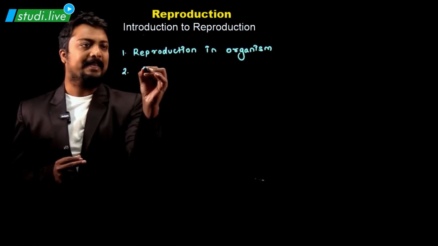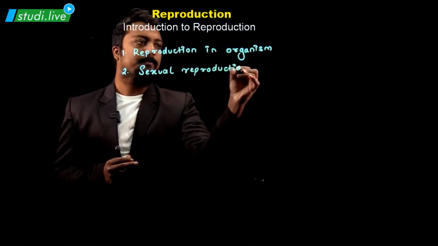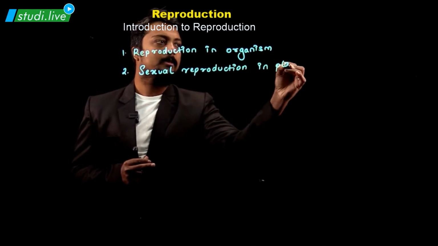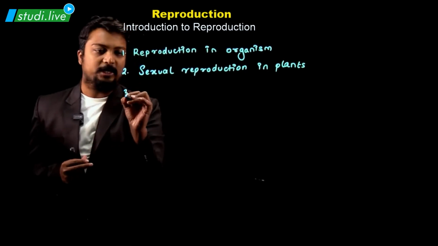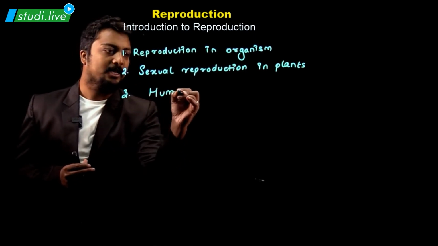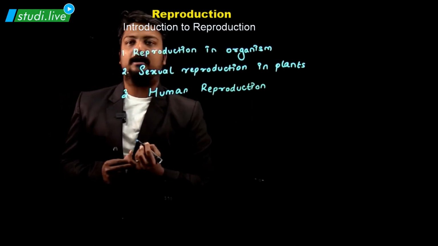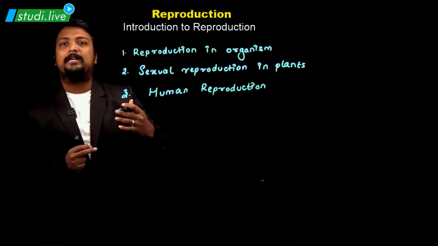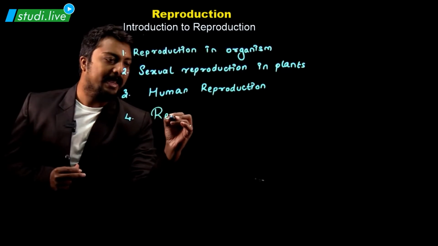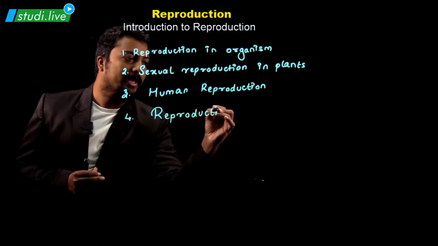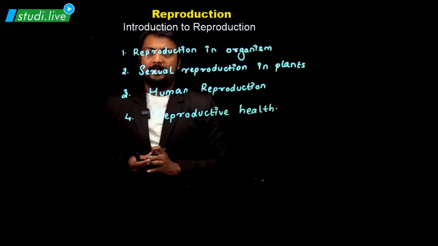Second, we'll see sexual reproduction in plants. Right? Now the third topic that you're going to cover is actually a crucial one because it is related to us, that is human reproduction. And after human reproduction, once we know how the reproduction occurs, we also should know what measures should be taken to maintain the reproductive health. So these are all the chapters that you're going to cover in reproduction.